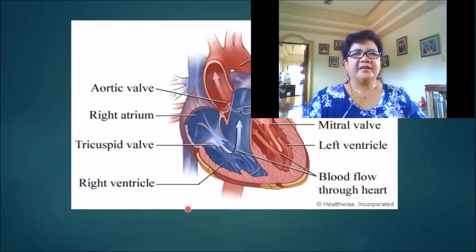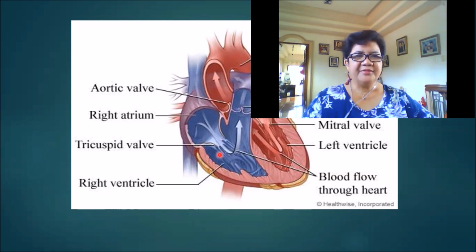So this is the heart. You have here the blood vessels. You have your pulmonary trunk. You have your aorta. Then you will have the valves here. You have the tricuspid valve, which will separate your right atrium from your right ventricle, and the mitral valve, which will separate your left atrium from your left ventricle.